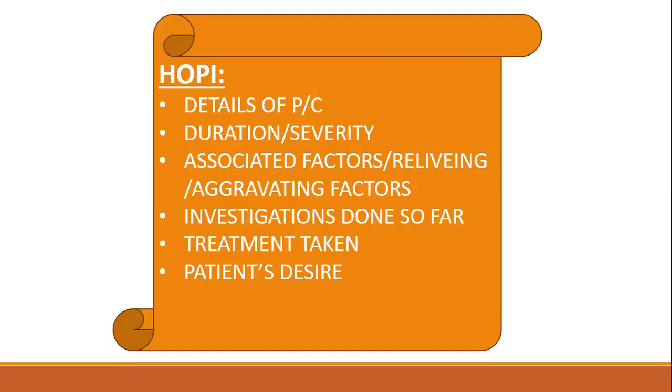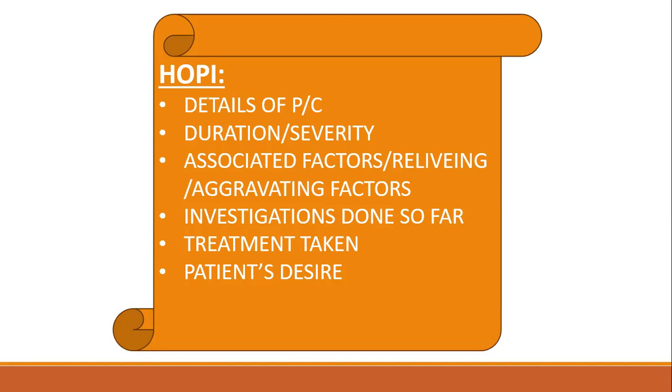So let's begin with the history of presenting illness. In the history of presenting illness, these are the few points you need to cover while taking the history from the patient, which includes the details of the presenting complaint. It can be anything: pain, bleeding, mass, fibroid, related to the gynecological problem, and then the details of each presenting complaint. It includes duration, severity, associated factors, relieving factors, aggravating factors.